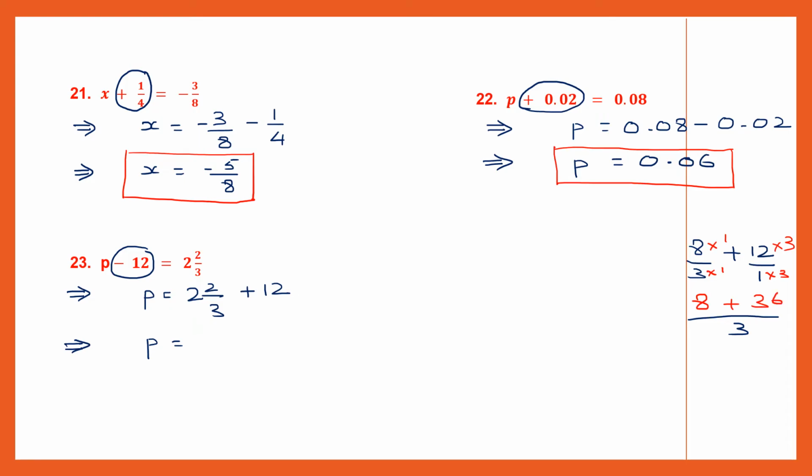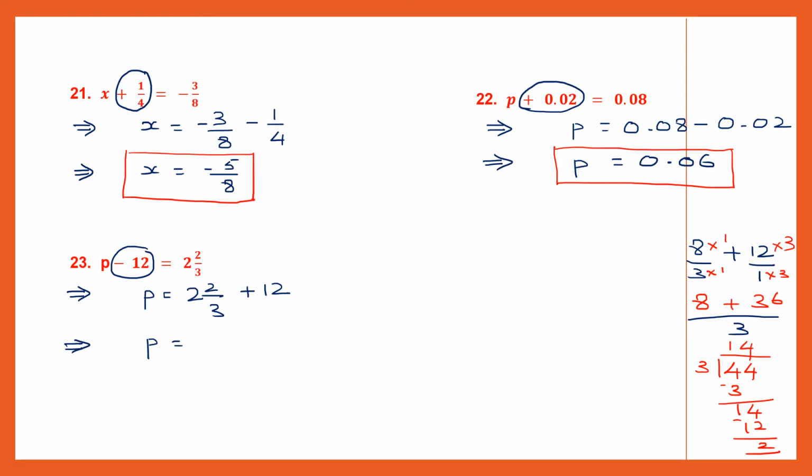Now 36 plus 8. Let's add it up. 36 plus 8. 6 plus 8 is 14. Carry 1. 3 plus 1 is 4. 44. So let's divide 44 by 3. 3 1s are 3 minus 1, 14. 3 4s are 12, minus 2. So we'll convert this to an improper fraction.